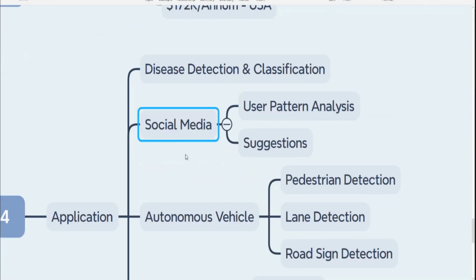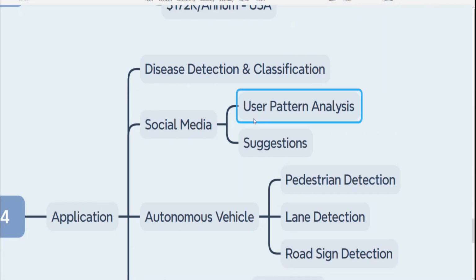Then social media. Everyone is using a social media account, right? Either it can be Instagram, YouTube, Twitter, anything. There it will perform user pattern analysis. What type of videos you are watching frequently, which type of videos you like, which type of videos you dislike. The algorithm will try to understand, and it will provide similar kinds of videos or recommendations to you. Some suggestions also it will give.